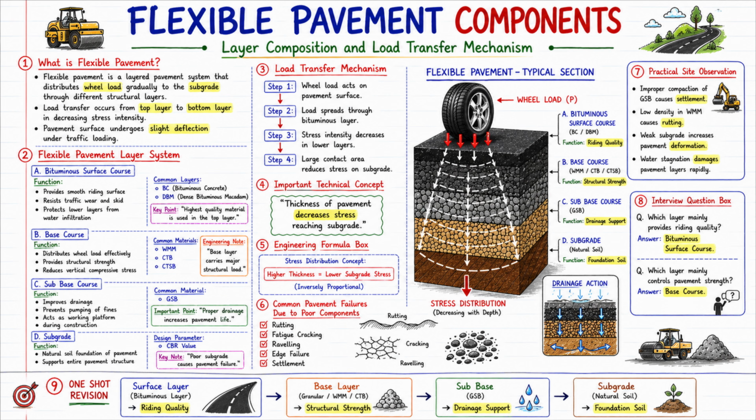Now look at the third point. Pavement surface undergoes slight deflection under traffic loading. Understand a practical thing here. No pavement is completely rigid. When a heavy vehicle passes, there is a slight deflection in the pavement. If the design is proper, then this deflection will remain within safe limits. But if the pavement is weak, then slowly rutting, cracking, and settlement will start.